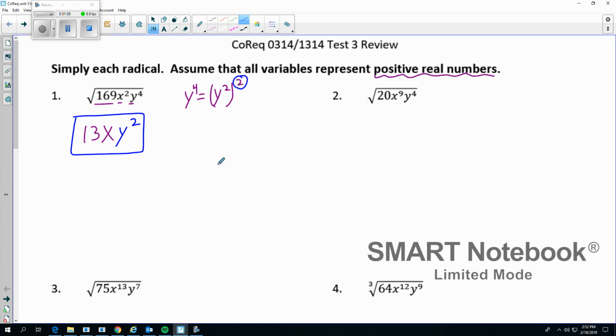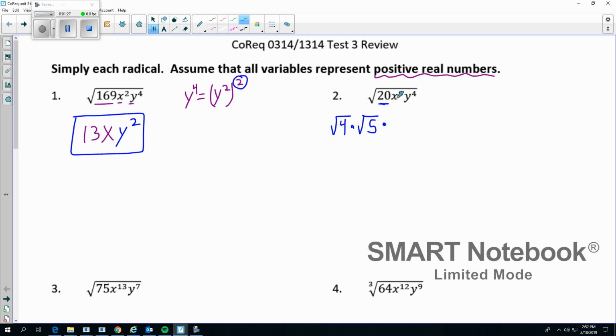Okay, that's the easy one. The next one's going to be a little bit more challenging, and I'm going to show a little bit more of my work as we go through it. So right here we got square root of 20, so I'm going to have to break that apart. I'm going to break that up into the square root of 4 times the square root of 5.